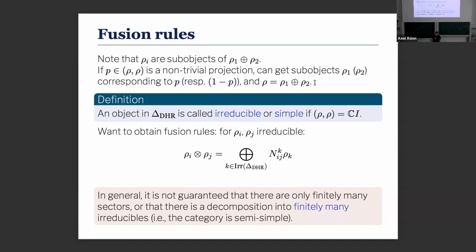Well, this is of course a definition that you all know. We call an object in delta D a representation irreducible, or simple, if and only if the homomorphisms intertwining these things are trivial. But this is really just saying the representation is irreducible.